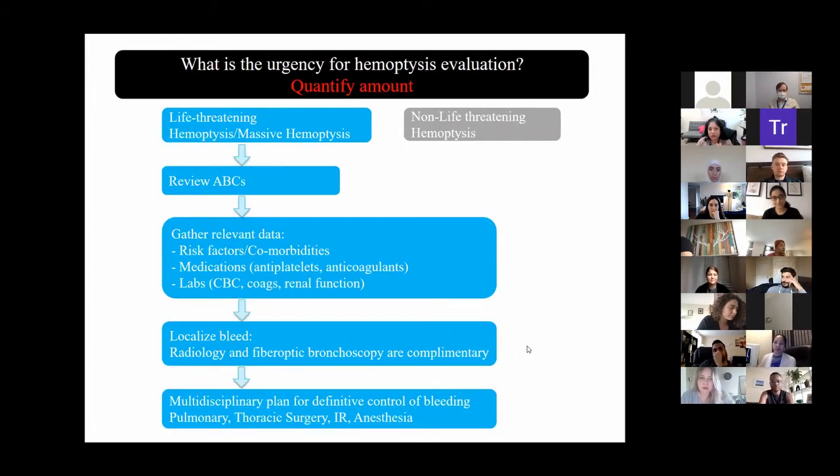So let's go through an algorithm about how to approach this. And really the first step is, as many of you already said in the chat, quantifying the amount, because the urgency of your evaluation is going to depend on that. So we're going to focus first on what is called life-threatening hemoptysis. In a lot of the literature, it's also been called massive hemoptysis. And then we're going to go through the steps. Once we quantify the amount, we're going to go through some ABCs, how to gather relevant data, how to localize the bleed, and coming up with a multidisciplinary plan.